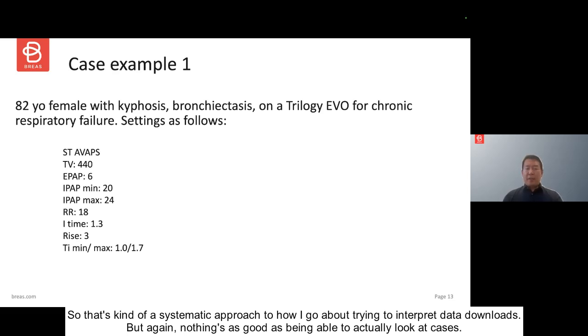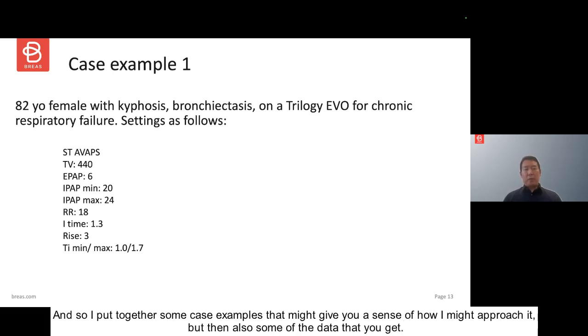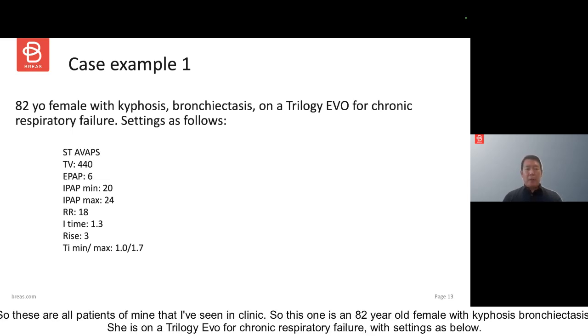So that's kind of a systematic approach to how I go about trying to interpret data downloads. But again, nothing's as good as being able to actually look at cases. So I put together some case examples that might give you a sense of how I might approach it, but then also some of the data that you get. So these are all patients of mine that I've seen in clinic.